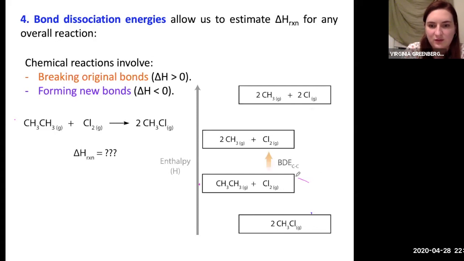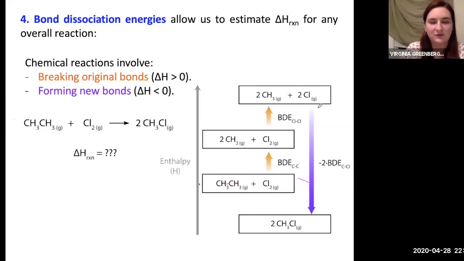And we can start by thinking about breaking this bond, the bond between the two carbons. And so that's going to be an input of energy. Now we're here, and we're going to break apart the two chlorines. And so now we're here. And then now what we're going to do is add these chlorines on to each of these CH3s to give us two CH3Cls.